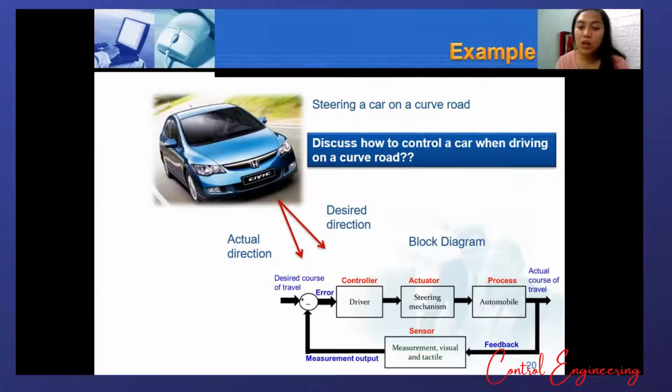Okay? And nagkaroon tayo ng actual course of travel. So, the feedback, the measurement, visual, and the tactile or the measurement output. So, going to the error. Okay, so that's the block diagram. Ano po siya? No, pag may feedback, that's the closed loop. Okay? So, that's the example number 1.